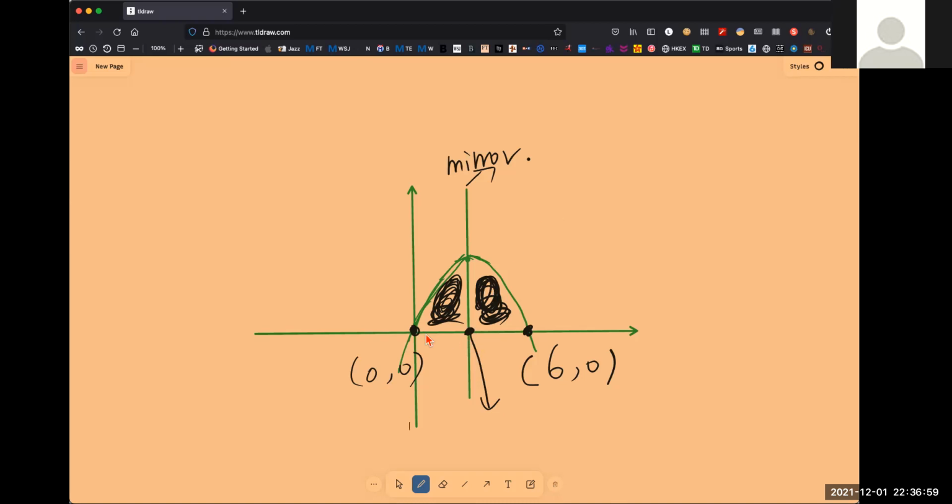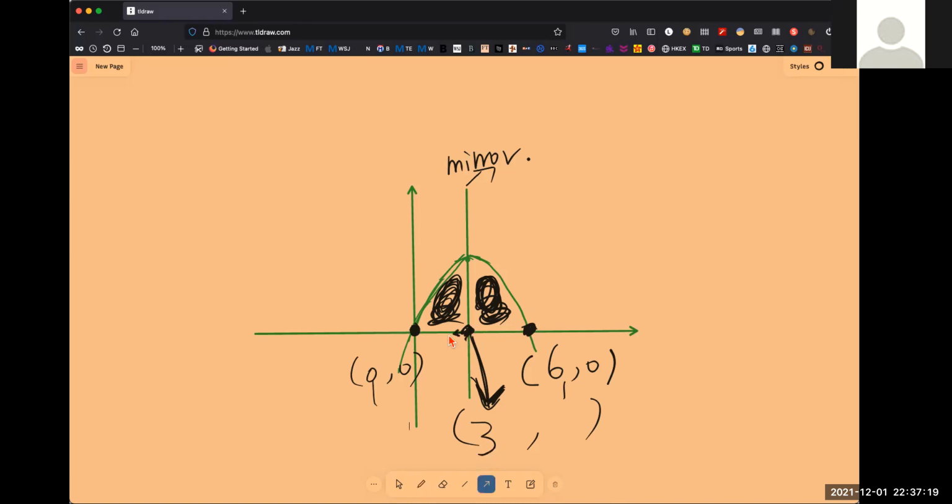Yeah, where is this point? So the origin is 0, 0, and then this is 6, 0. What do you think is this point? 3. It's in the middle, right? It's in the middle. So between 0 and 6 is 3. And then that is the x-axis.